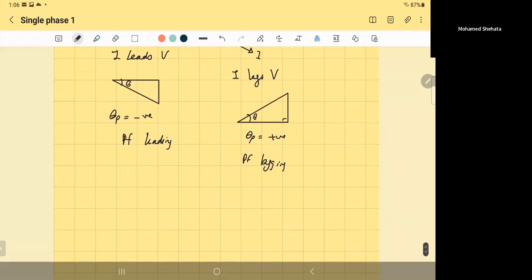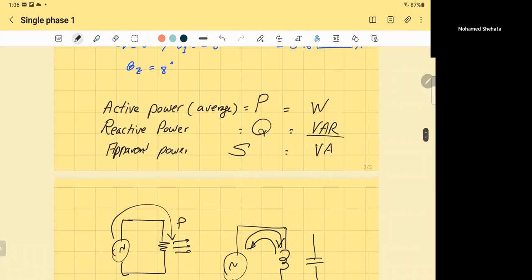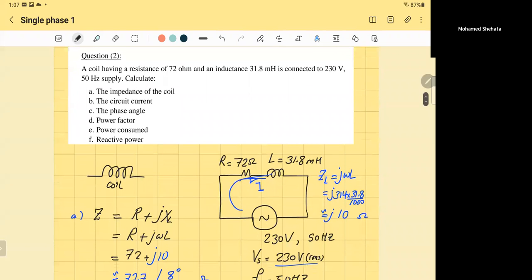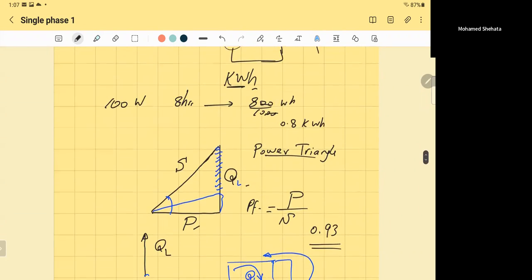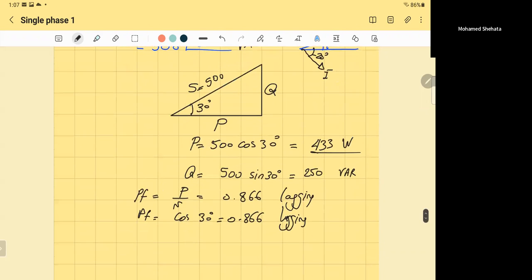For a minute, let's see what the problem here. Okay, I know I got a little bit deeper on that, but it's a chance. So the power factor in this case, we got 0.866 lagging, and it was obvious. Why? Because we're dealing with a coil, and a coil is an inductive load. An inductive load always has lagging power factor. A capacitive load has leading power factor. Power consumed, we already got it. That's the power consumed, 433 watts. Reactive power, 250 watt. So the problem is solved.